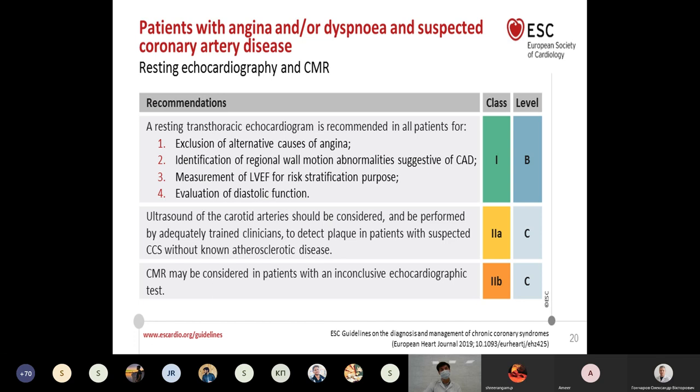Resting echocardiogram and cardiac visualization, including MRI and CT scan with gadolinium and technetium contrast enhancement, are recommended for all patients with high risk of CAD and high-impact ischemia. For all patients with high risk of CAD, echocardiography is recommended generally. You should exclude alternative diagnoses of chest pain and chest discomfort, identify global left ventricular ejection fraction, then regional wall motion abnormality, diastolic function, and other features that can help you contribute to the diagnosis.